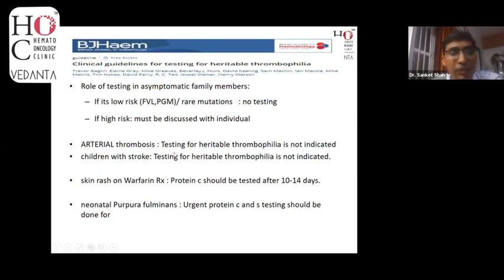For arterial thrombosis, there is no point in testing for hereditary thrombophilias because they are all venous. Similarly, for children with stroke, heritable thrombophilia testing is not indicated. If a patient develops skin rashes while starting warfarin treatment, you should do protein C testing, but after 1 to 2 weeks. In neonatal purpura fulminans, you have to do urgent protein C and S testing because this can lead to DIC.